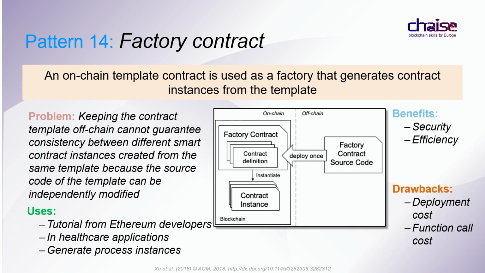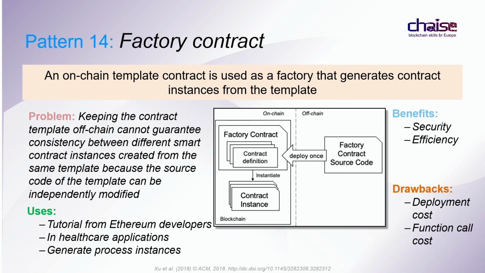Solution. Smart contracts are created from a contract factory deployed on blockchain. The factory contract is deployed once from the off-chain source code. Benefit. Security. Keeping the factory contract on-chain guarantees the consistency of the contract definition. Efficiency. If the contract definition is kept on-chain in a factory contract, smart contract instances are generated by calling a function defined in the factory contract.